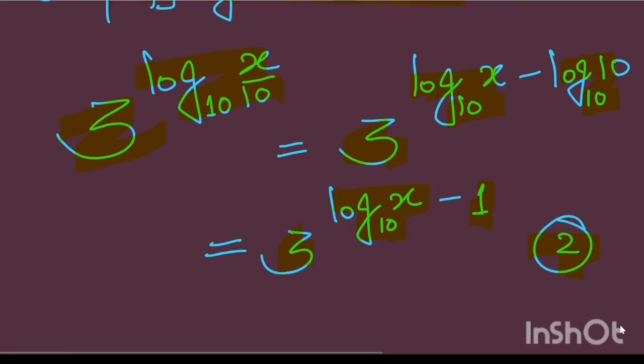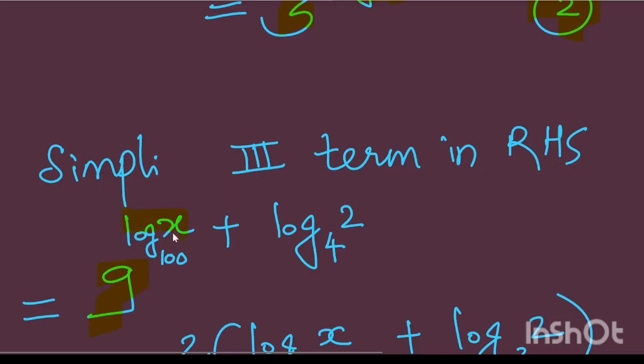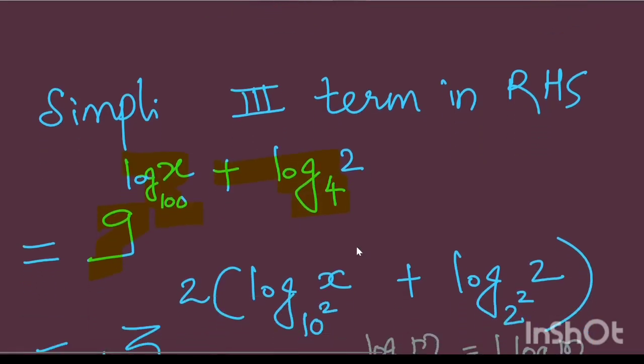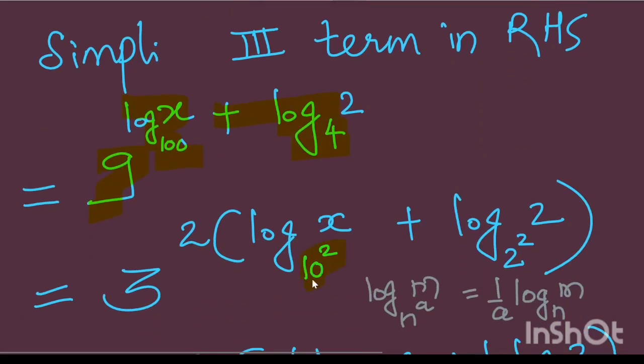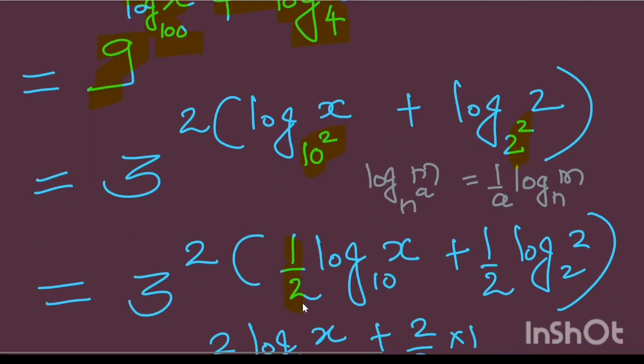That's it. Now we will simplify the third term, which is given on the RHS, 9 to the power log x base 100 plus log 2 base 4. What we will do is factorize here and here, and this 2 will go down in division using log m base n to the power a, so 1 by a. So 1 by 2 log m base n, so log x base 10. Similarly here also 2 square, so 2 will come down from the power of 2. This 2 in the argument is as it is here.